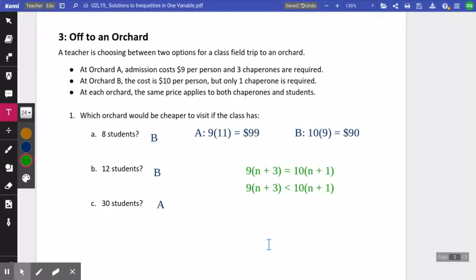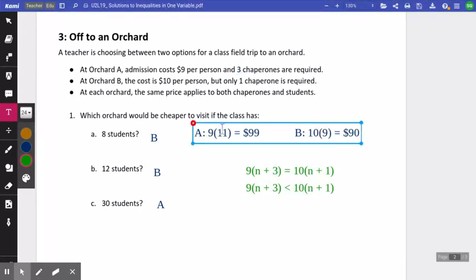I think comparing the equation and inequality to the math we did earlier can be helpful in figuring out what that variable represents. When I look at the left side, I see we're multiplying 9 times n plus 3. 9 is that cost per person. We're multiplying that cost per person by n and by 3. Well, 3 is those 3 chaperones going.